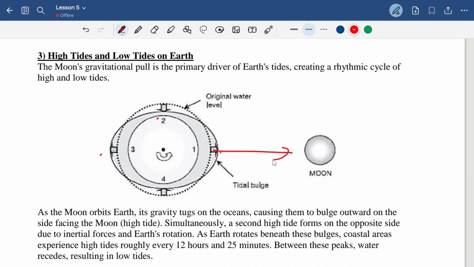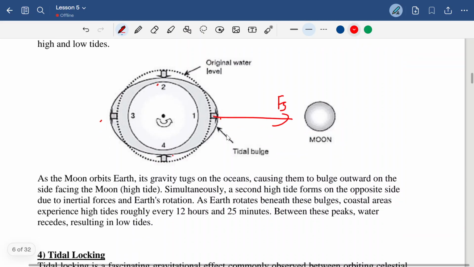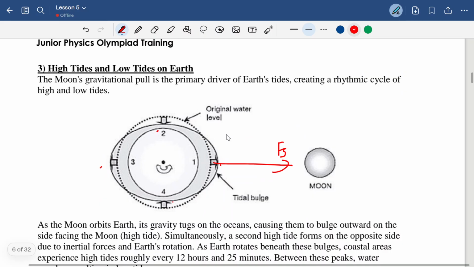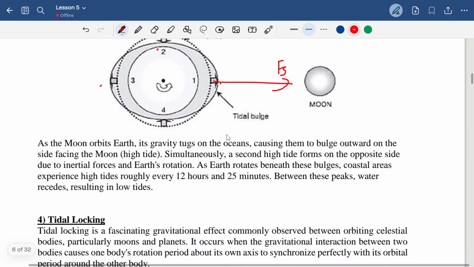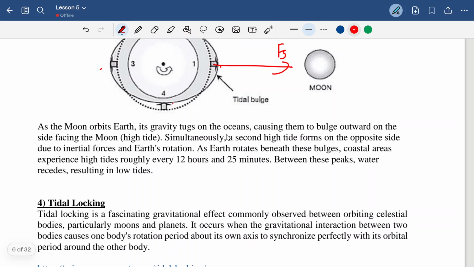The Moon exerts a force. It's just because of Earth's rotation. Very simple. Just know that it's due to the Moon's gravitational force.